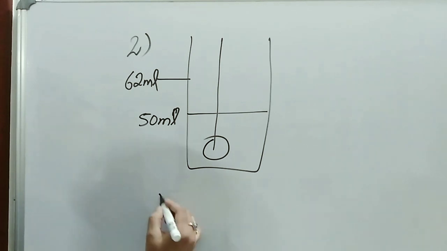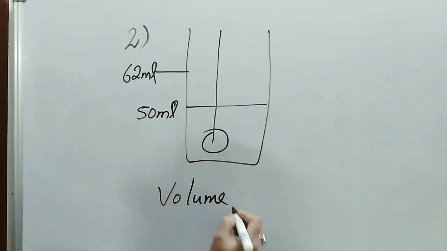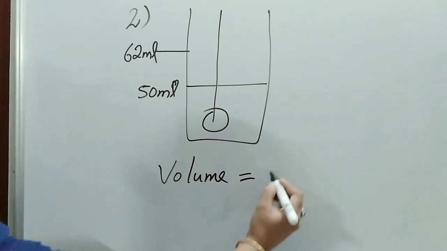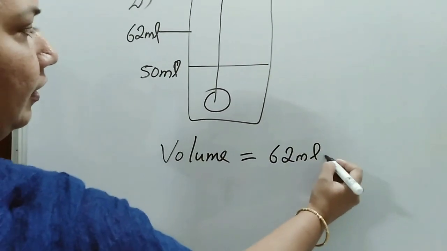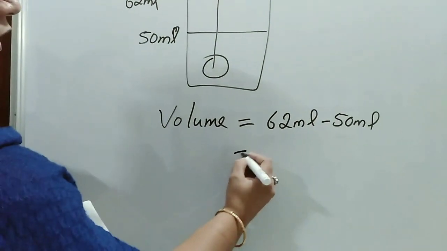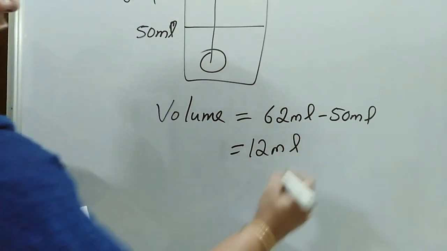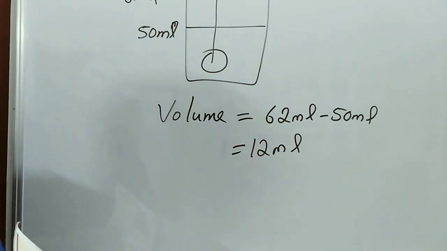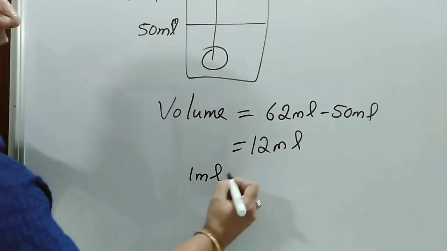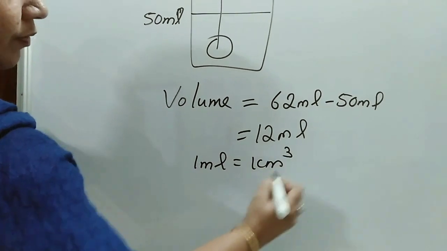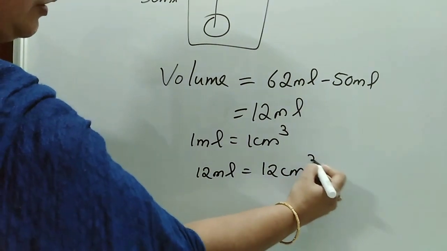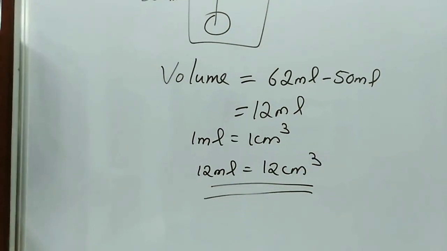It's very easy. Here we don't need to use formulas because this is the displacement method. Volume is equal to 62 ml minus 50 ml. 62 minus 50 gives 12 ml. We have to write the volume in centimeter cube. So we have the relation 1 ml is 1 centimeter cube. So 12 ml means 12 centimeter cube. That's it.